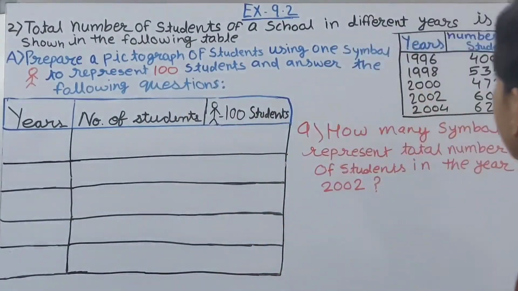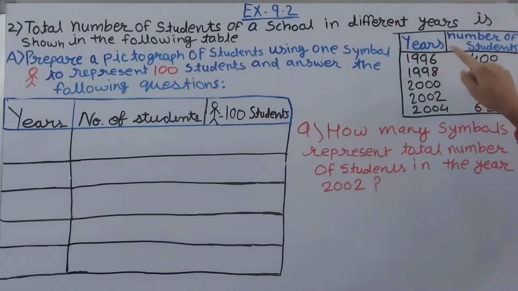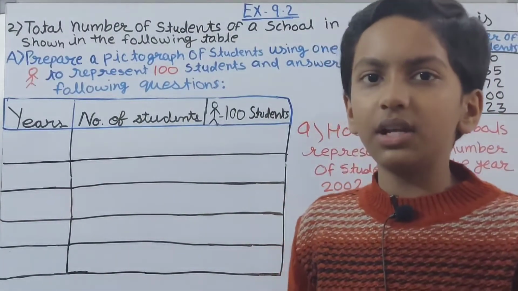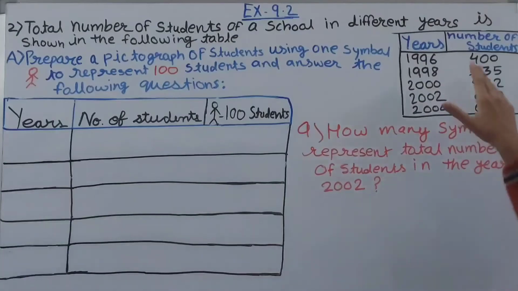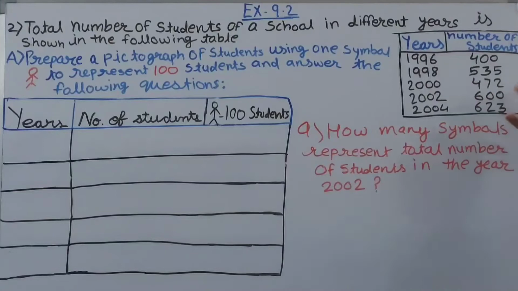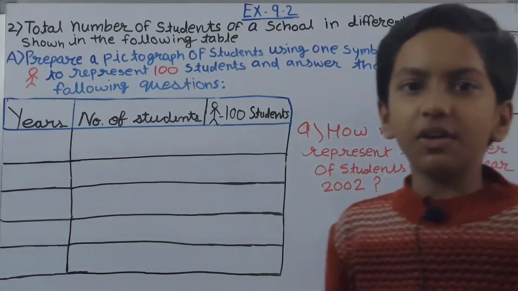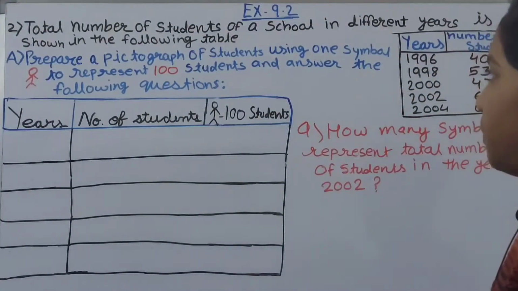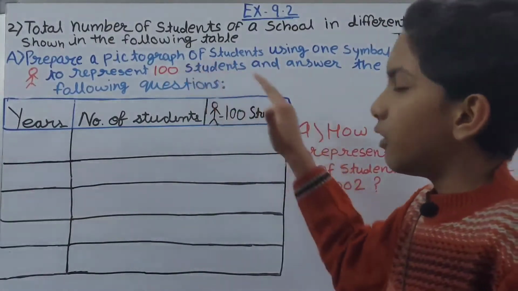And answer the following questions. So over here you can see this data is saying in years we have 1996 and the number of students is 400. That means 400 students were there in the year 1996. Same as in 1998 there were 535 students, and in 2000, 472 students, 2002 has 600 students, and 2004 there are 623 students. Now it is saying to make the pictograph and also answer the following questions.